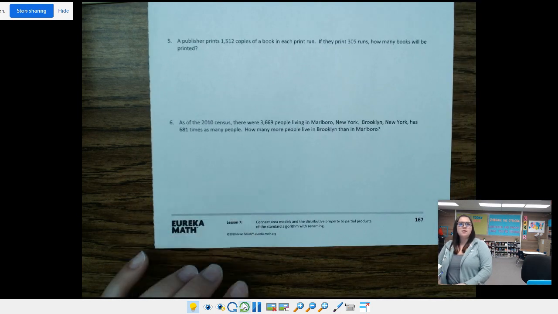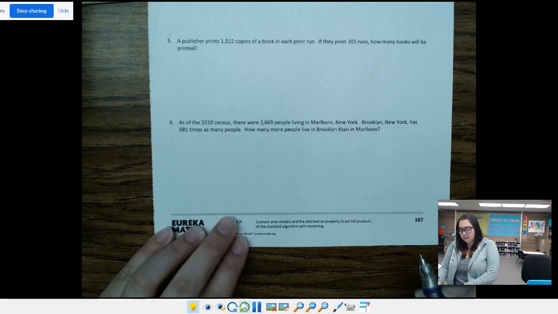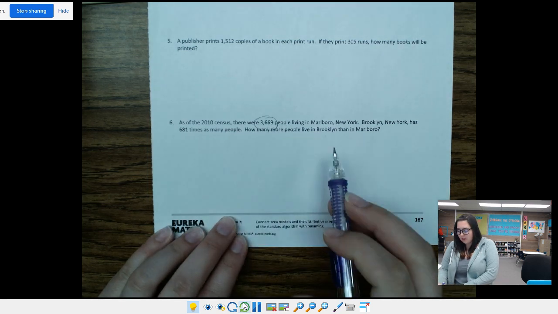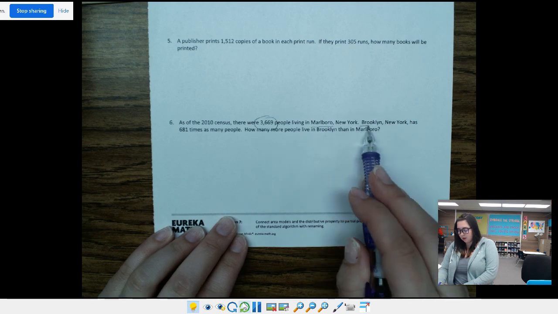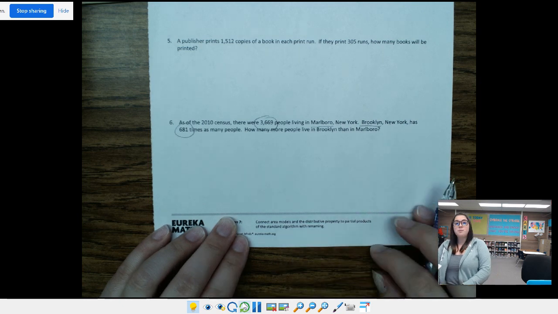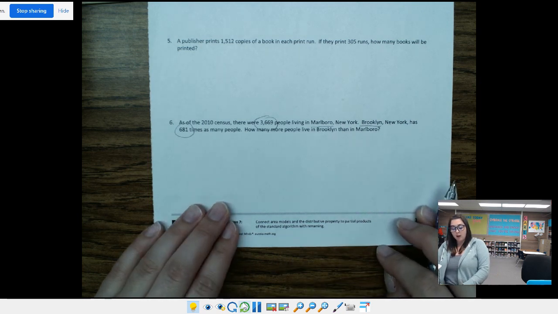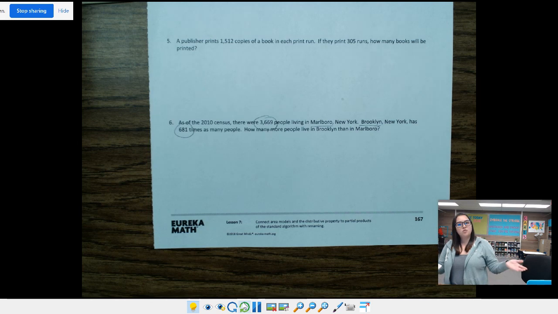It says, as of the 2010 census, there were 3,669 people living in Marlboro, New York. Brooklyn, New York has 681 times as many people. How many more people live in Brooklyn than in Marlboro? So, do your best to solve. When you're ready to check, come on back.